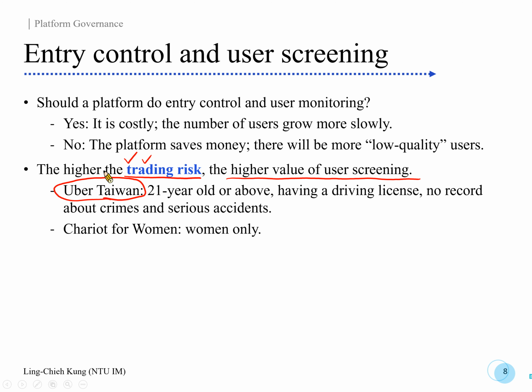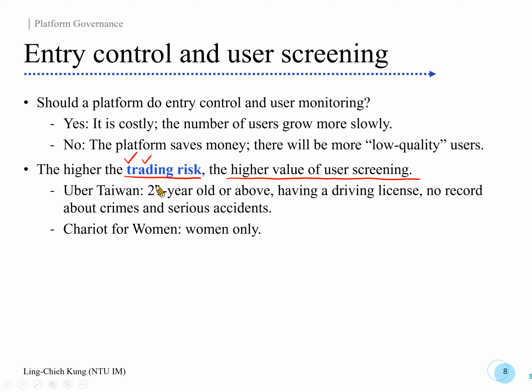You need to have a driver's license. You cannot have crime or serious accidents in the past. Your driver's license needs to be a professional driver's license, and your car must be registered for specific use. So there are some rules set by Uber Taiwan to require of someone who can become an Uber driver. Not everybody can do that. Only those who are able to follow these rules may be an Uber driver. That's some kind of user screening.